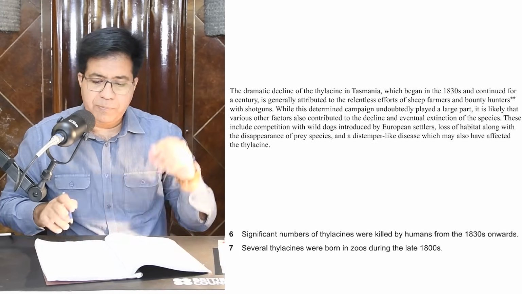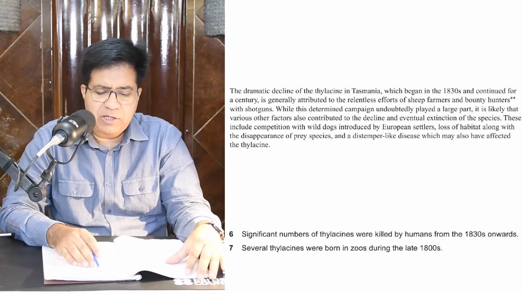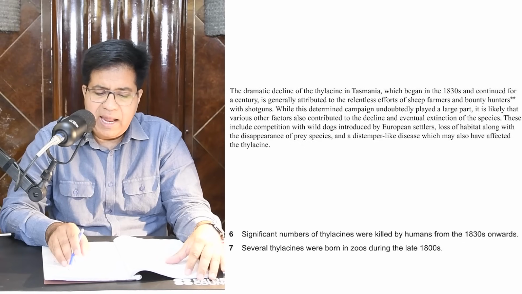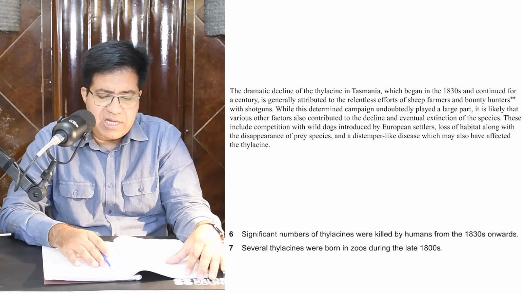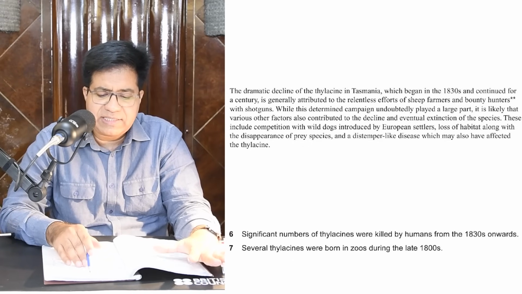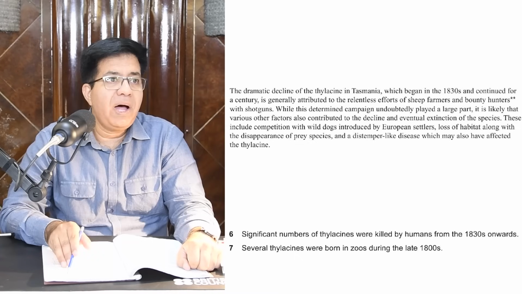1830s is there. So please follow me. The dramatic decline of thylacine in Tasmania, which began in 1830s and continued for a century, is generally attributed to the relentless effort of sheep farmers and bounty hunters.